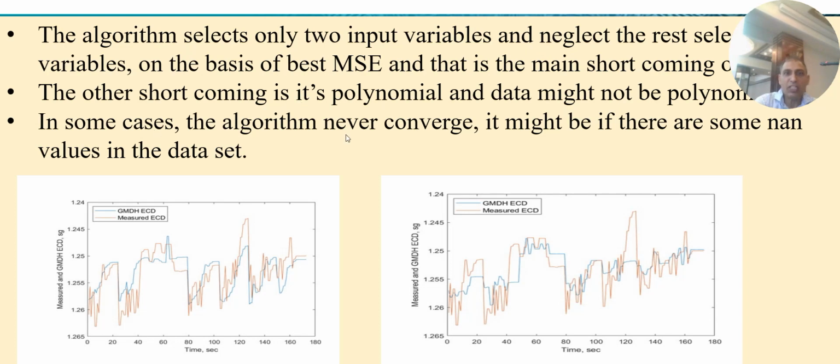In some cases, the algorithm never converges. We found that in some of the experiments, the system was not able to converge. There might be some non-values, but we didn't find any non-values, and still the system never converged. Here are examples of some of the experiments, experiment number 2 and experiment number 3.